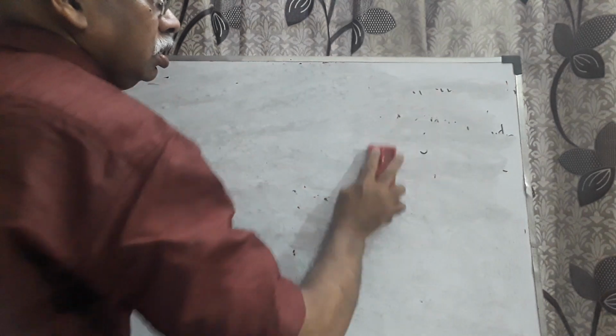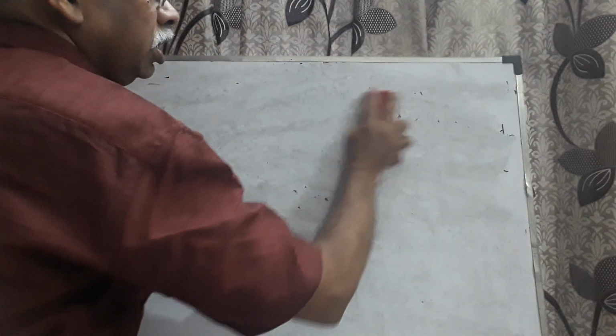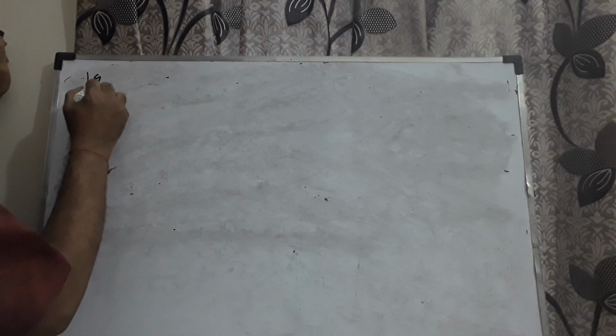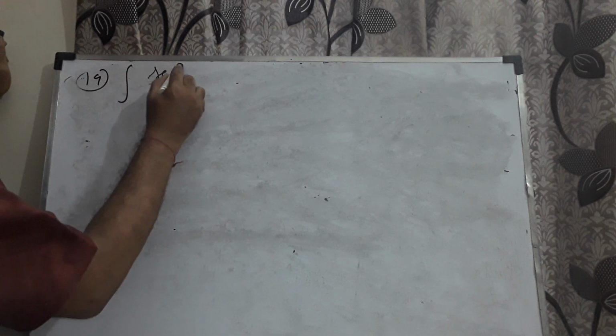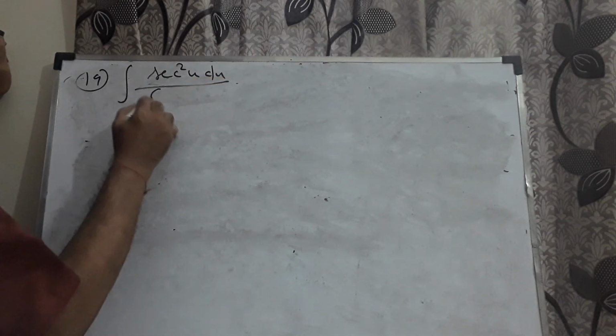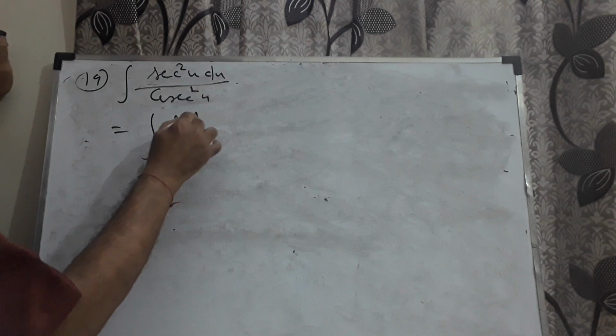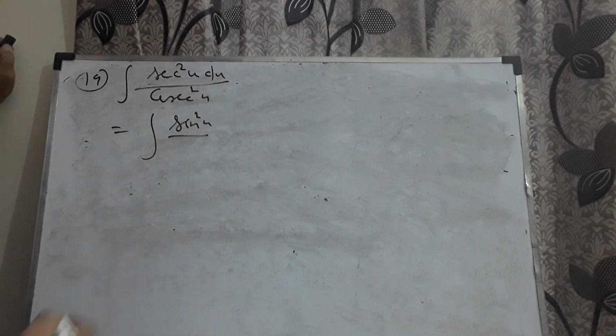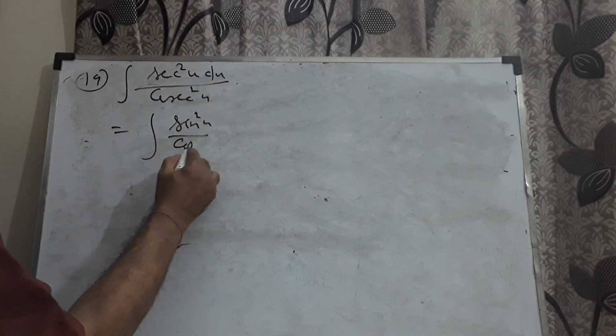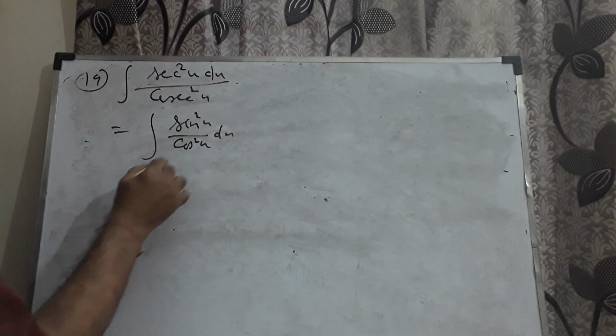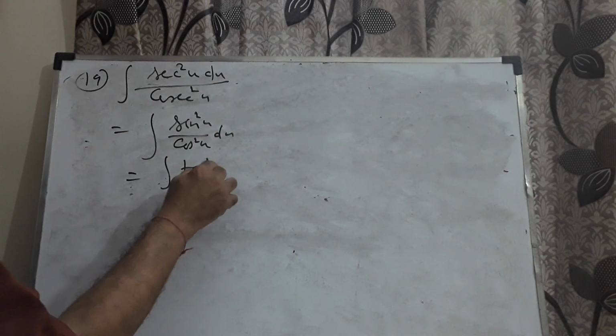Integral secant square x by cosecant square x dx. This is my 19th question. Integral secant square x dx by cosecant square x. I'll take this to the numerator, it becomes sin square x. I bring this to the denominator, it becomes cos square x. Now this gets reduced to simply tan square x dx.